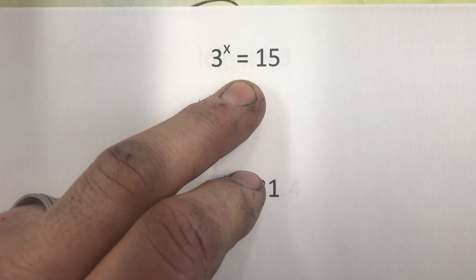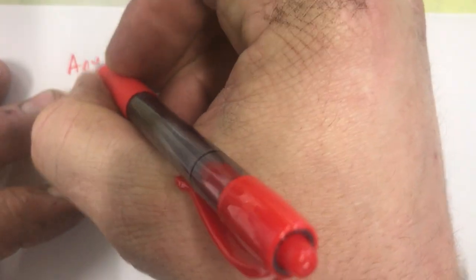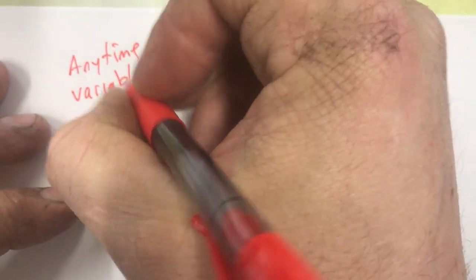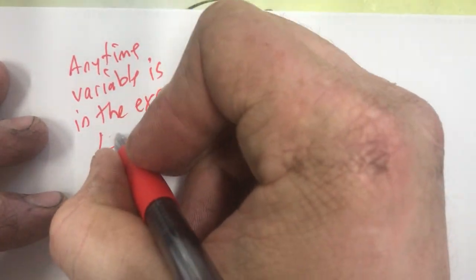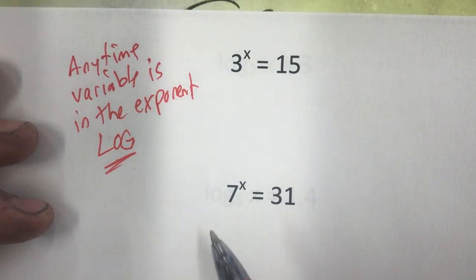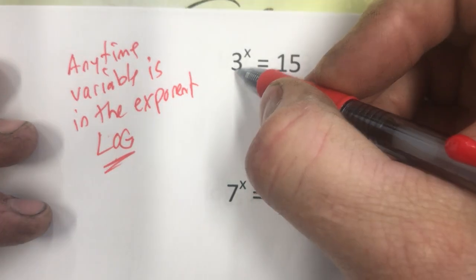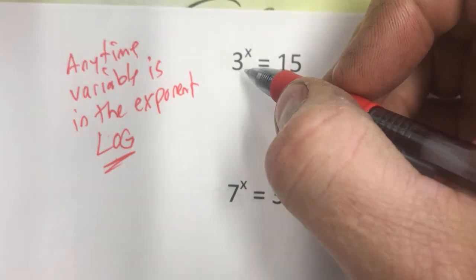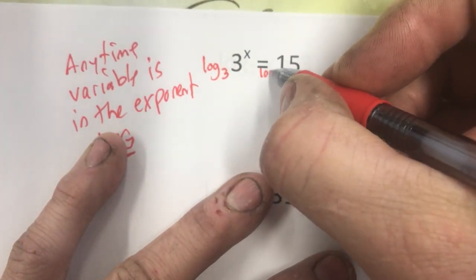Well, that's where logs come in. And this little note: anytime the variable is in the exponent, you have to do a log. Anytime your variable is in the exponent, you have to do a log to solve it. So right here, we got 3 to the x power. The base is 3. So what I do here is I do log base 3 both sides.